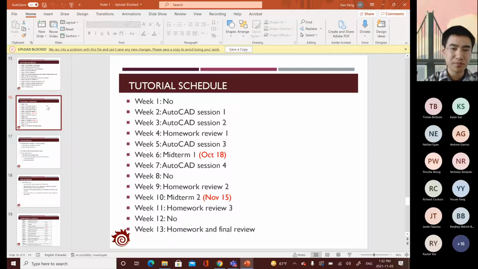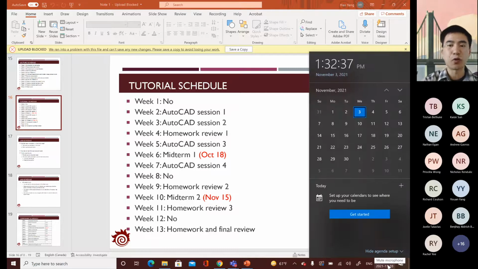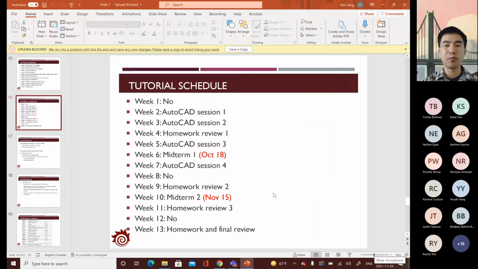So for the rest of the term, especially for midterm 2, which will be the most important part you want to know, instead of taking midterm 2 on November 15th, we will probably postpone this one to week 11. That will be around November 22nd. So this is one big change about the schedule of the midterm, and with that the contents for the tutorial session will also be modified a little bit.